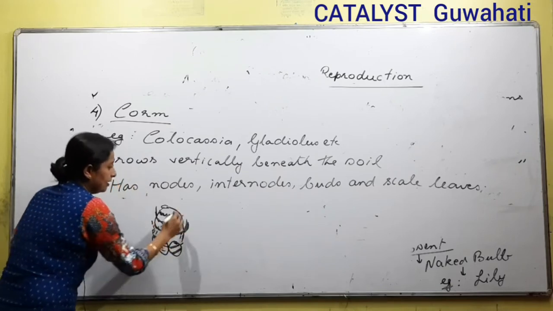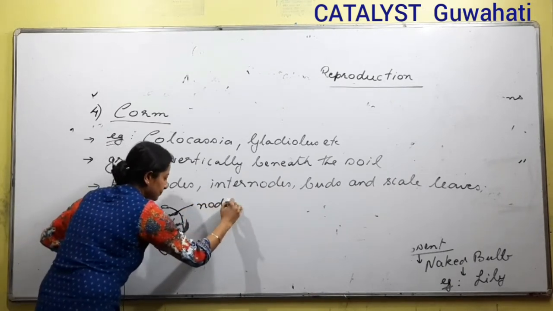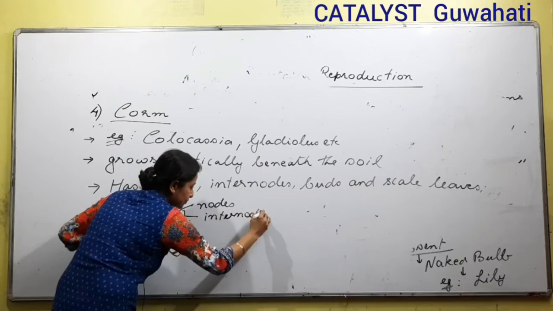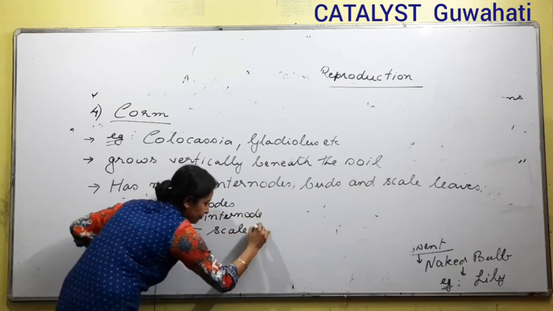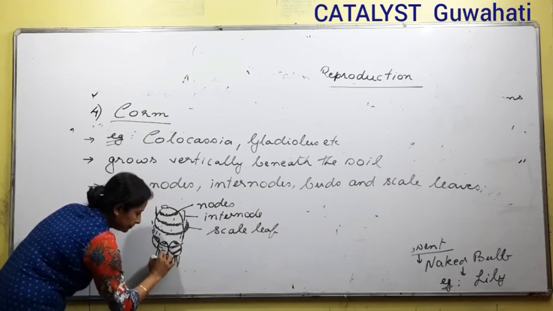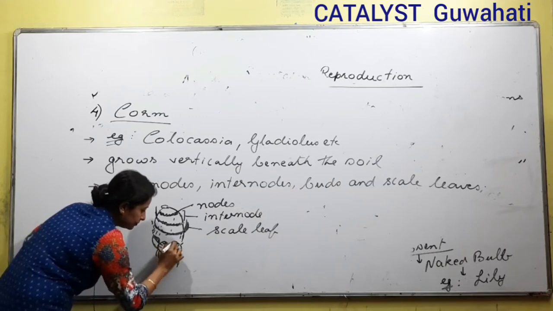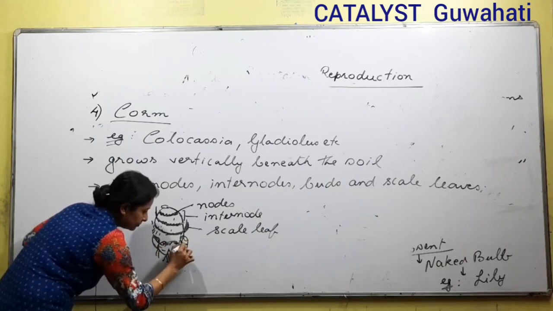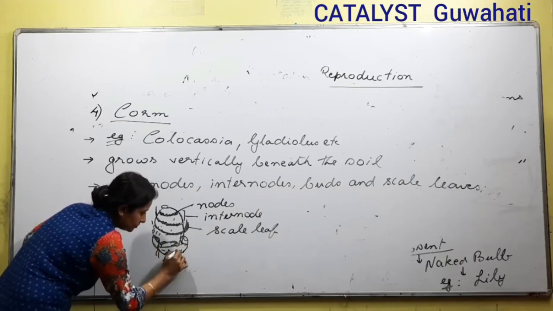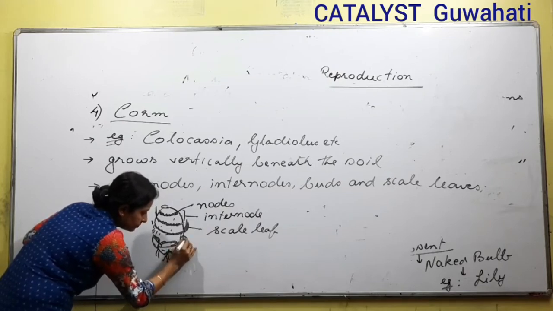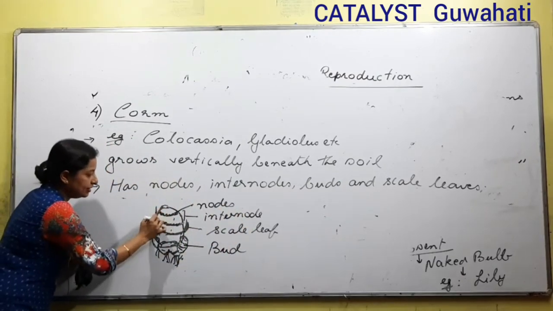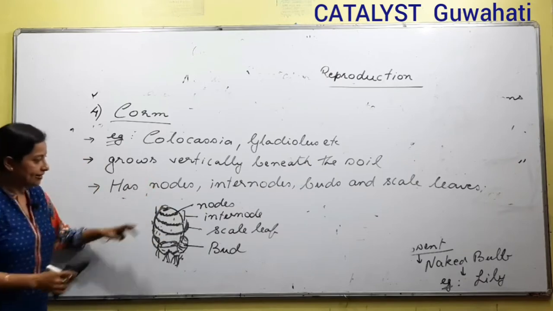Just a very rough diagram. A bilagok ami ki boli kom? Node, right? A major jaga ki, this portion would be called as internode. This is nothing but a scale leaf, and these are... this could act as a bud. So this is something how a corm looks like, right? So it's almost like this.